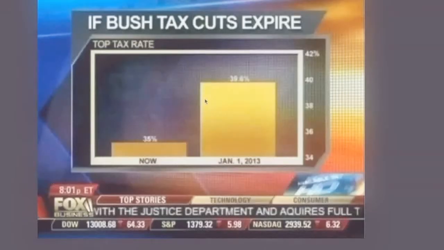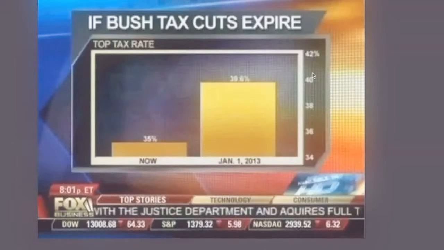A good example here that I'm sure you've seen online, if Bush tax cuts expire, and this was a Fox News graphic showing, well, if they expired, here's what the top tax rate would be. Here's what they are now, here's what they would be. Wow, look at that jump. The top tax rate would jump significantly.